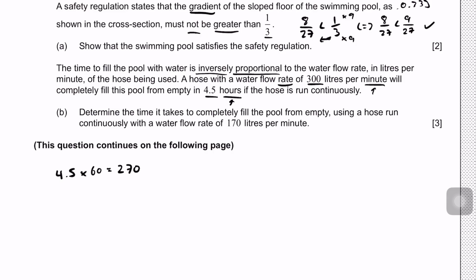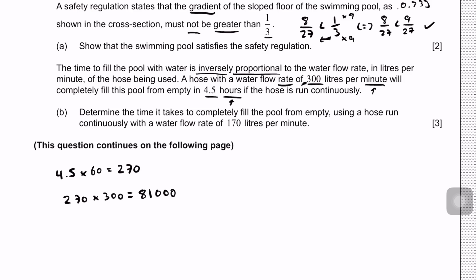So this hose is running for 270 minutes, and every single minute it contributes 300 liters to this pool. And so we already can find out how much volume this pool has, because 270 minutes this hose is running at 300 liters per minute. We can work this out on the calculator. This is 81, and let's add our zeros, 81,000. Is that correct? Yeah, it's correct.